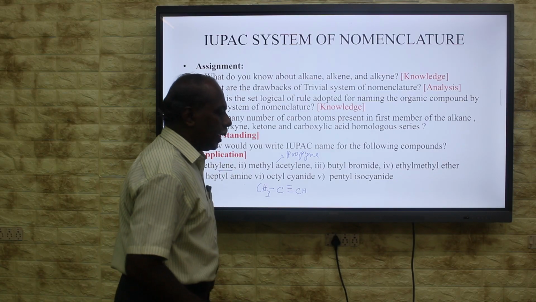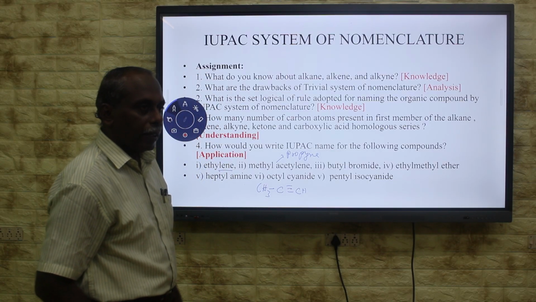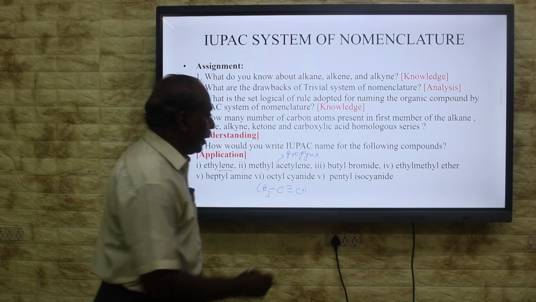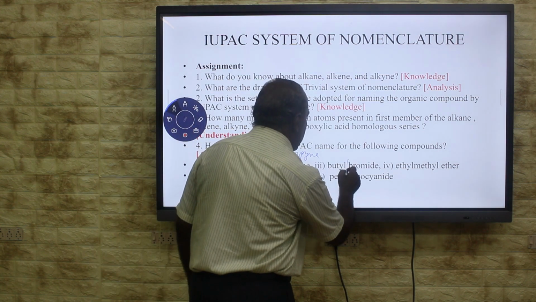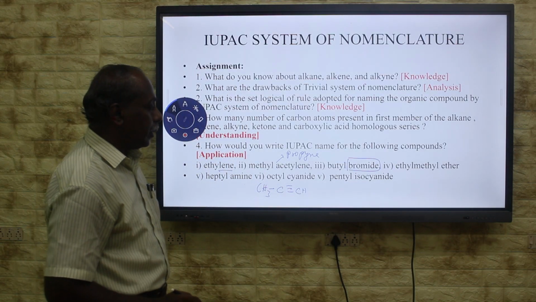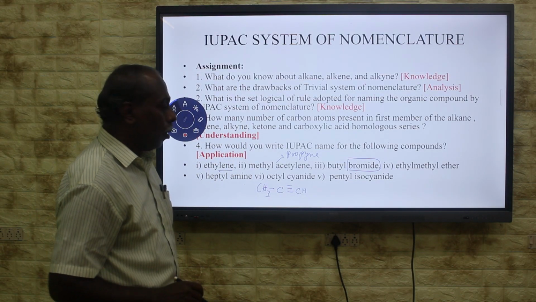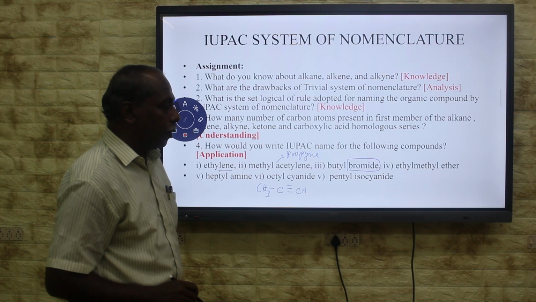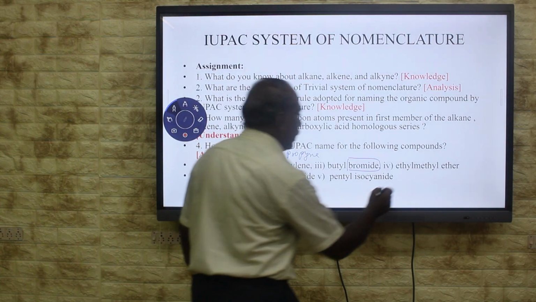Then butyl bromide. It is a common name. It is an alkyl halide. Here it is a functional group of lower periodicity. Therefore, it should be given in the primary prefix. Bromobutane.